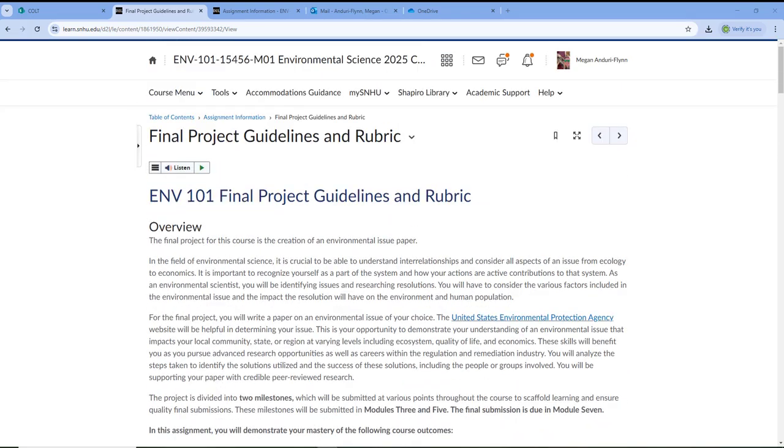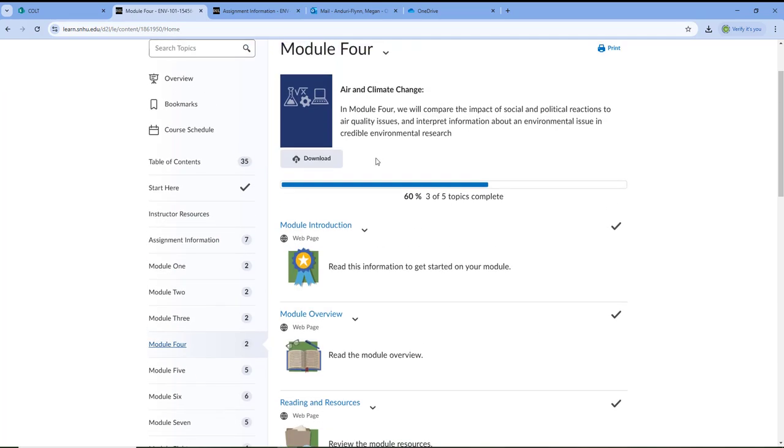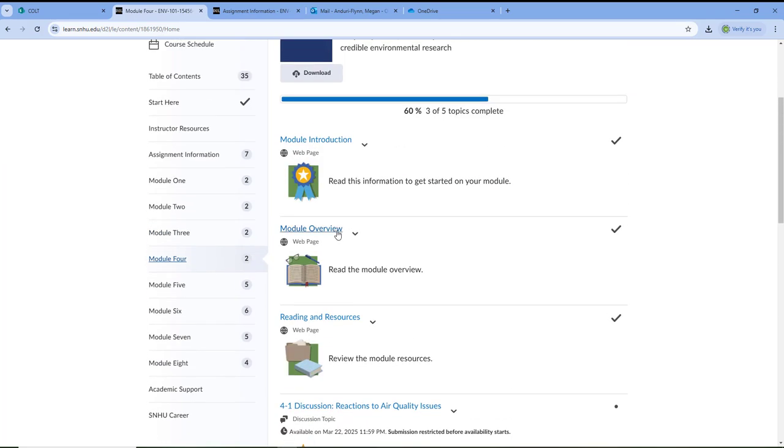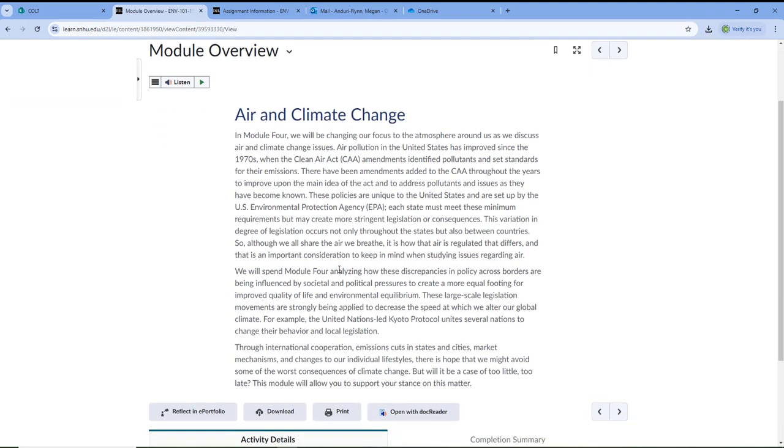Let's get back into what we're actually going to be dealing with this week, which is basically air quality and climate change. So let's get into Module 4. Again, we're going to compare the impact of social and political reactions to air quality issues, as well as interpret information about an environmental issue using credible environmental research. Looking at the module overview, we're going to be focusing on the topic of air quality and climate change.